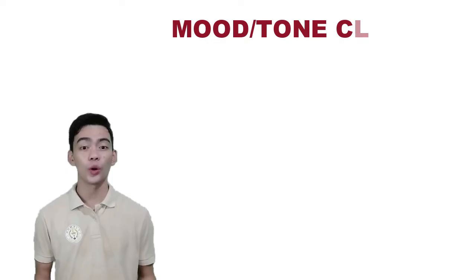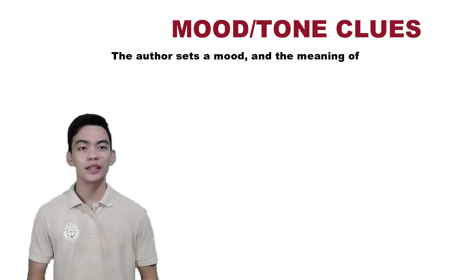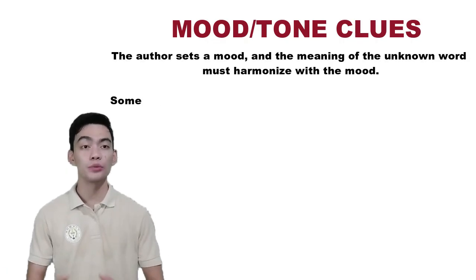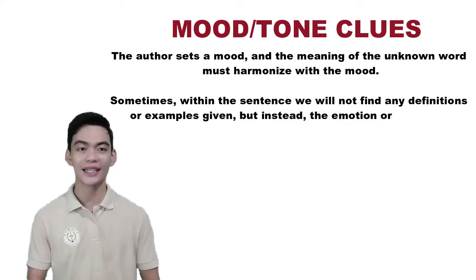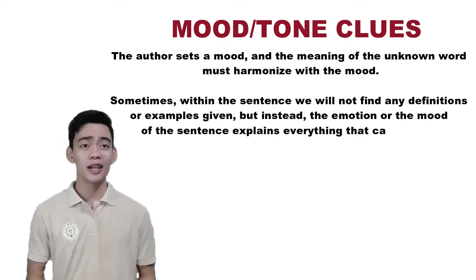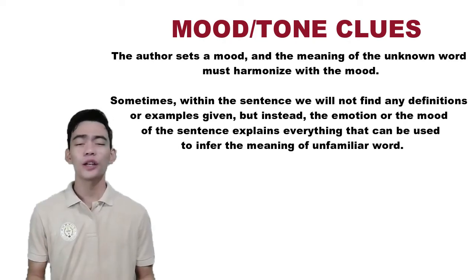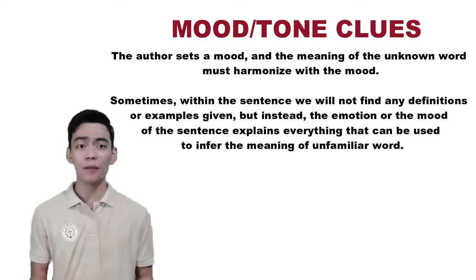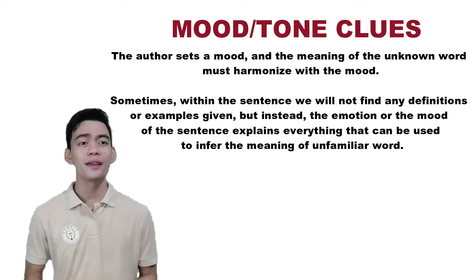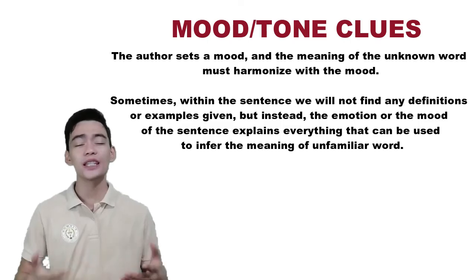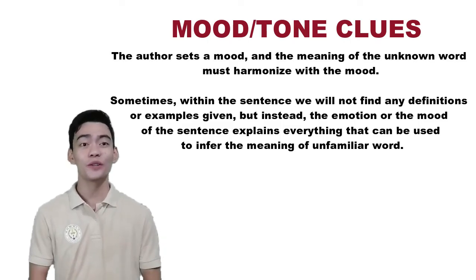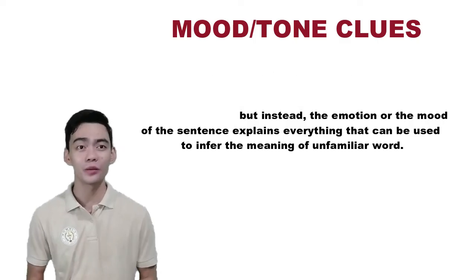Another kind of context clues is the mood or tone clue, wherein the author sets a mood, and the meaning of the unknown word must harmonize with the mood. Sometimes within the sentence, we will not find any definitions or examples given, but instead, the emotion or the mood of the sentence explains everything that can be used to infer the meaning of the unfamiliar word.